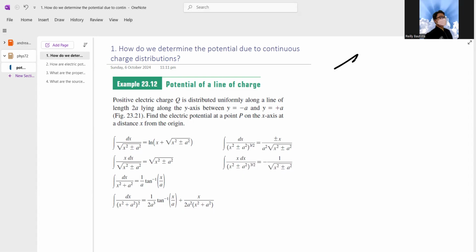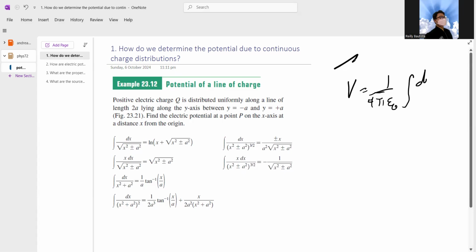Now, the form of the integral is V equals 1 over 4 pi epsilon naught, integral of dq over r. The only major difference is the denominator. In the electric field integral we had r squared, and for the potential it's just r. So let's apply it to this example.